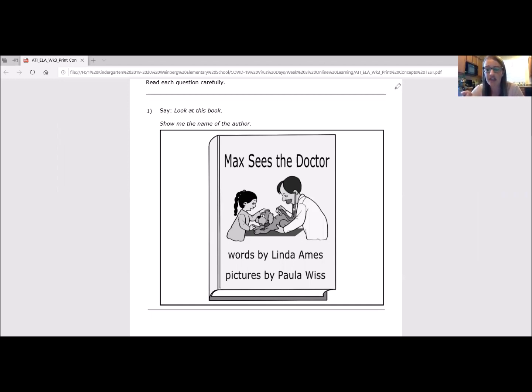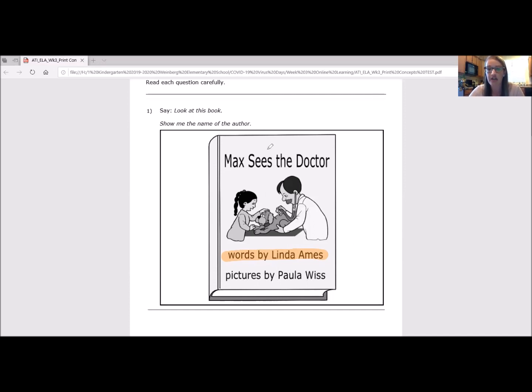So on this page, we see a front cover of a book, and they want you to show where the author is. Now, it says that the title is Max Sees the Doctor. Below it says Words by Linda Ames and Pictures by Paula Wiss. So I will give you a second, point to where the author is. Did you point right here? Words by Linda Ames is telling us who the author is of the book. Remember, an author writes the story.